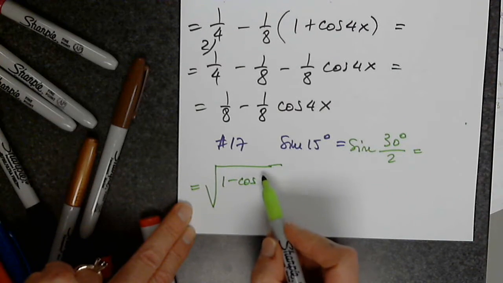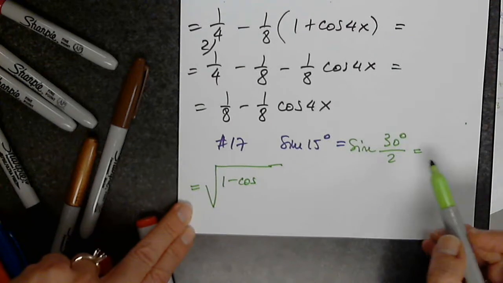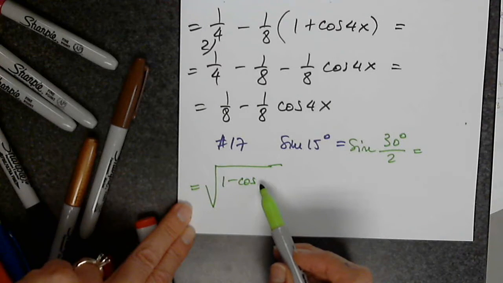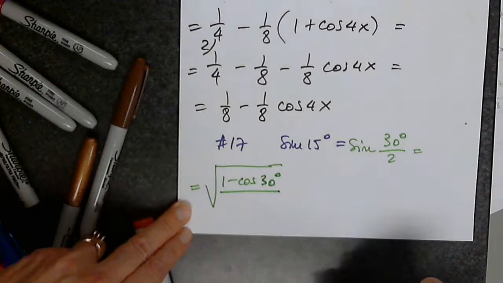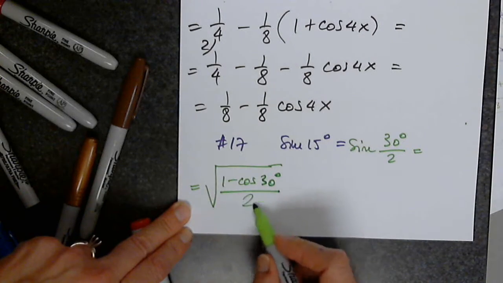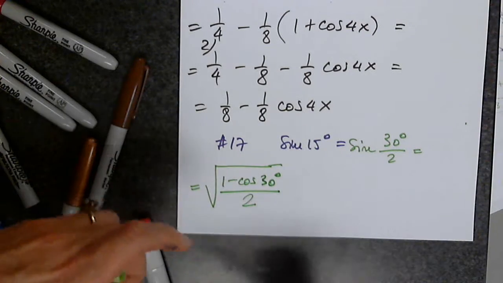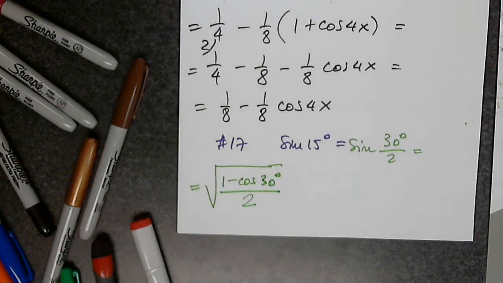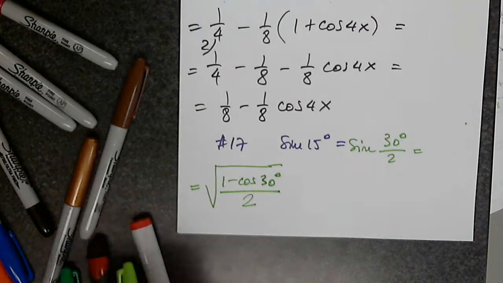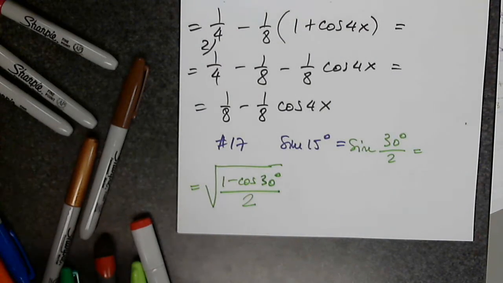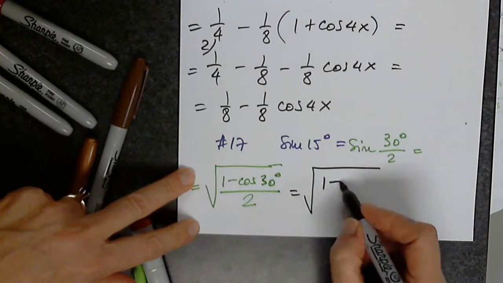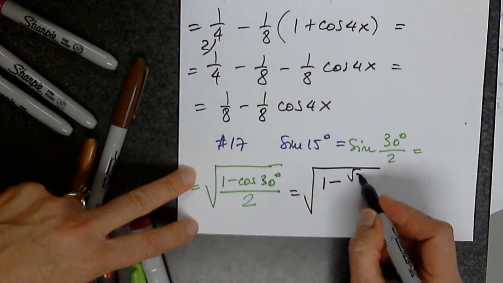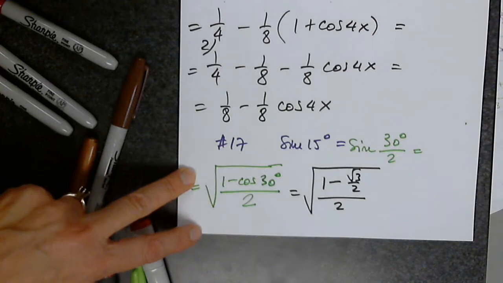30 over 2. Careful. If this is x over 2, this cannot be x over 2. 30. Exactly. Divided by 2. How much is cosine 30? 30 is the first angle. Cosine is the second column. That's the second angle. It's square root of 3 over 2. Very good. Divided by 2. Excellent.